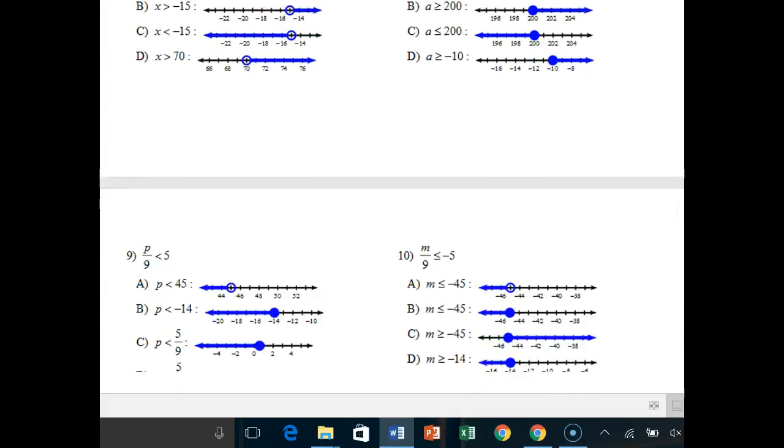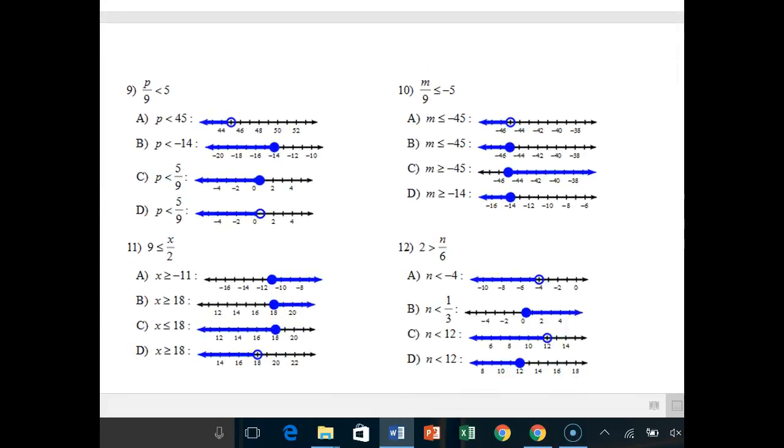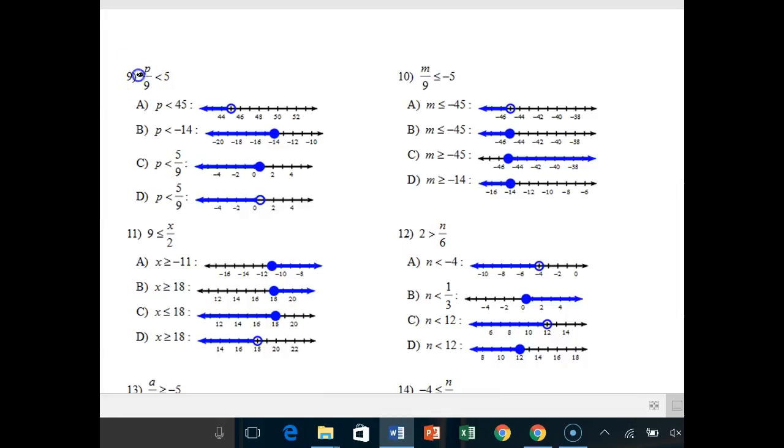Okay. On the back side, it's the same thing, but we're going with multiplication. So here I don't need any rewrite flip. I just times 9 times 9. So P is less than 45. So what's that? Open, everything less than 45, so to the left of 45, at 45. So here's 45 to the left. A is my answer.